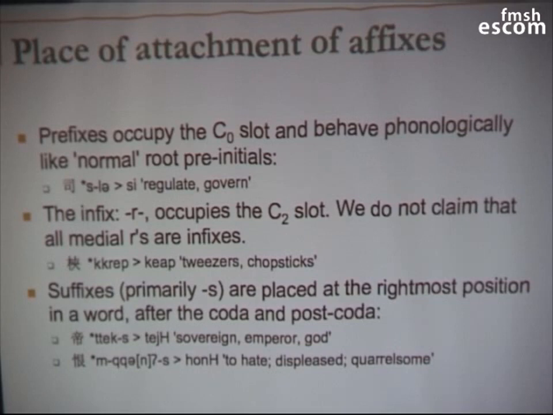And suffixes, primarily S, are placed at the rightmost position in a word, after the coda and post-coda if there is one. Okay, so here we have 帝 di, the first example: emperor, sovereign, god. It consists of the root tek, which is a verb meaning to govern, to rule, plus an s suffix, which turns it into a noun, and so we get sovereign, emperor, god.